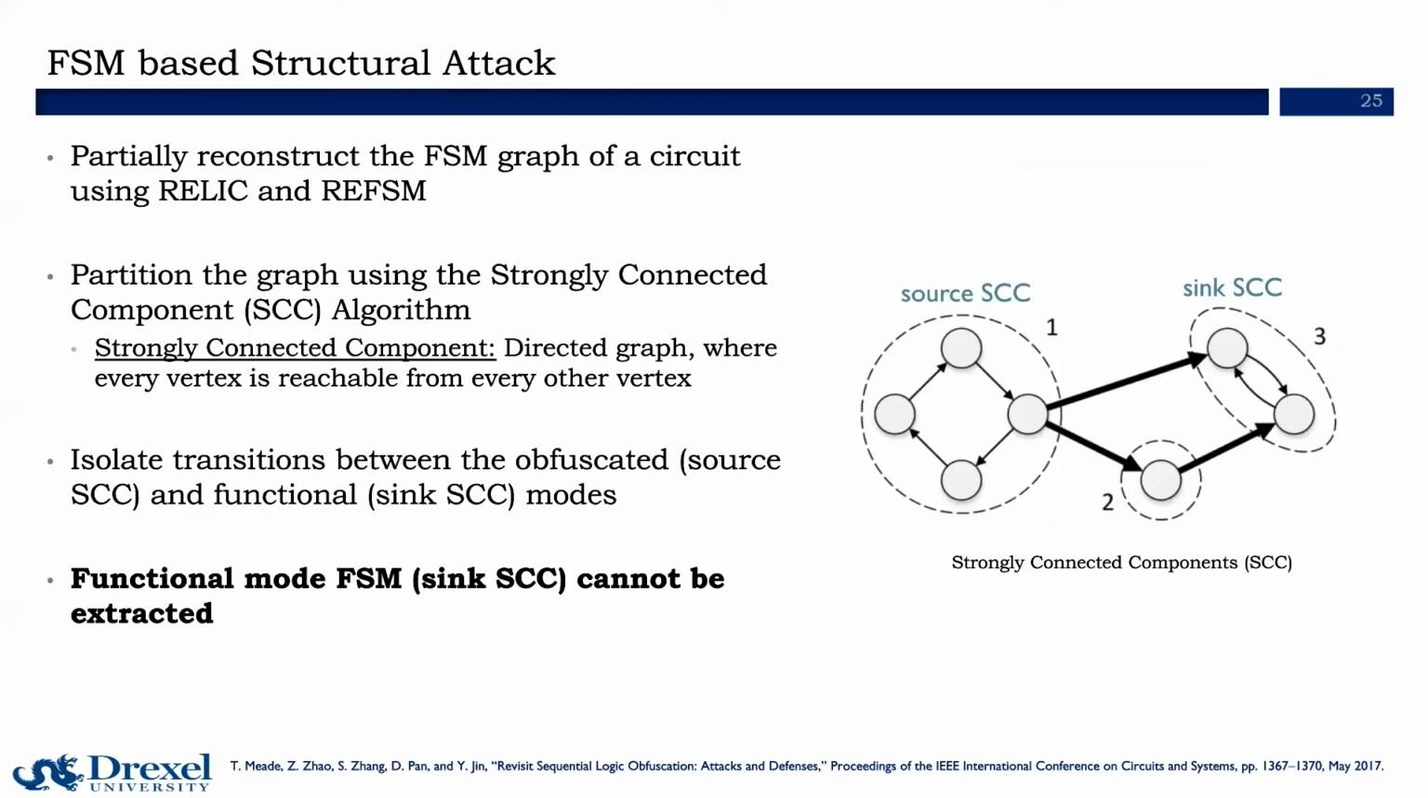In FSM-based structural attacks, the FSM is partially reconstructed and partitioned into strongly connected components or SCCs. These SCCs are subgraphs where every vertex is reachable from every other vertex. The source SCC and sink SCC can be used to distinguish obfuscated and functional mode. However, since the transition between the modes really doesn't exist in the gate level netlist, the FSM cannot be reconstructed, rendering this attack useless as well.